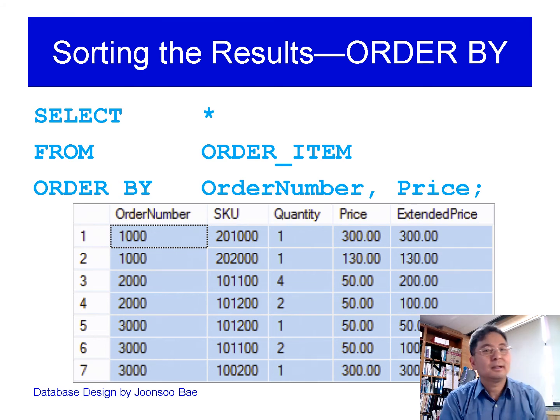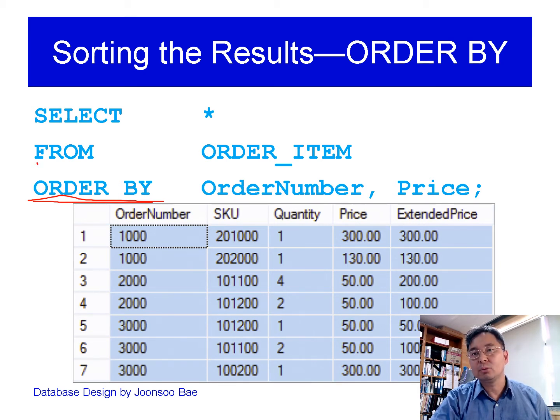Hello everyone. From today, let's go on to the advanced SQL statement. We will learn new keywords in SQL. The first one is ORDER BY. I want to order the query result by some ordering criteria. Then we can add the ORDER BY keyword to the SELECT FROM WHERE clause.